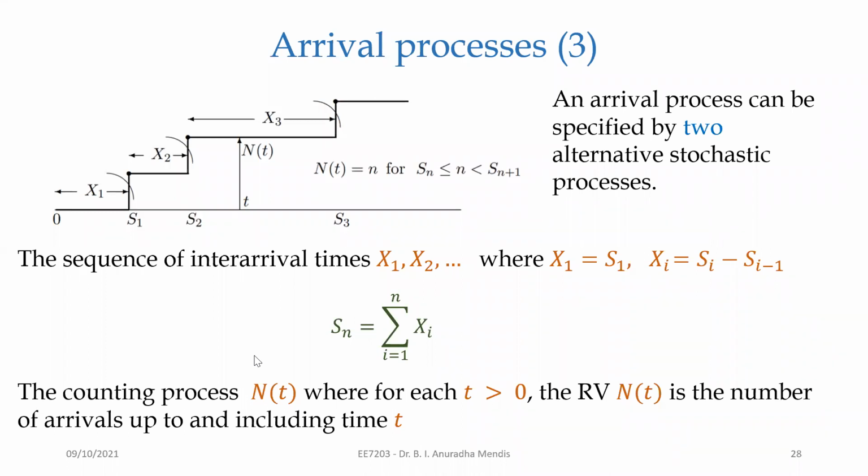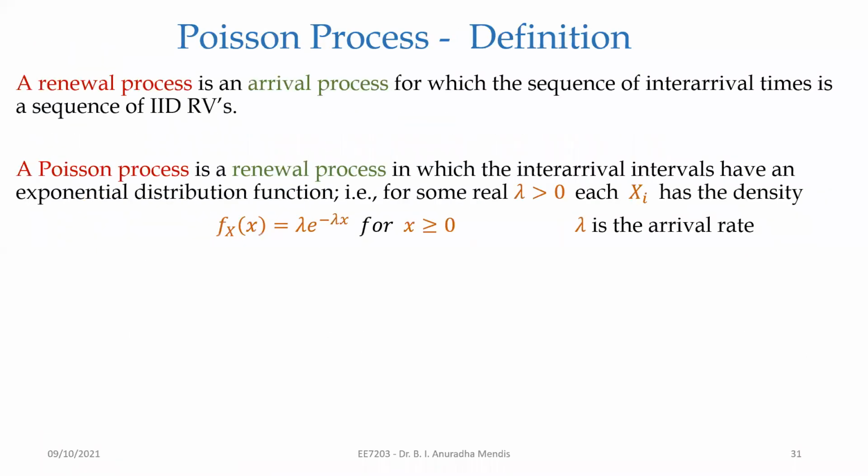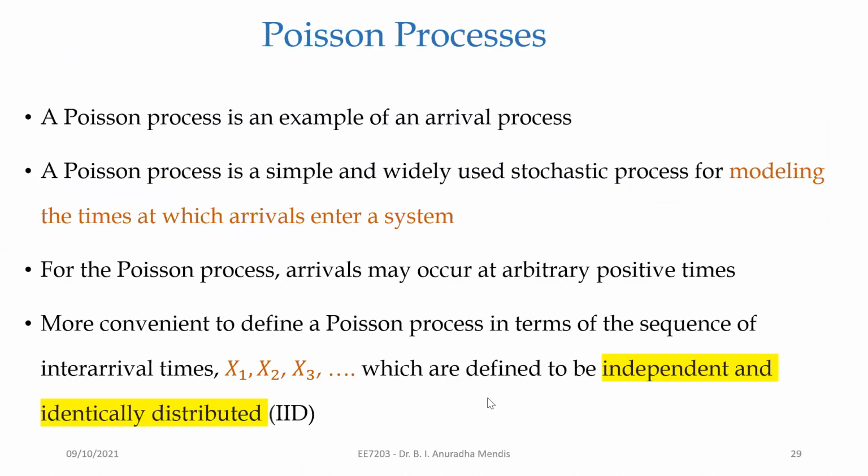Any question? I think I will come to this part later, but this slide is important here. Poisson process definition. A renewal process is an arrival process for which the sequence of interarrival times are independent and identically distributed. You can't cover this one now because you don't know this part yet, so I will come to it later.